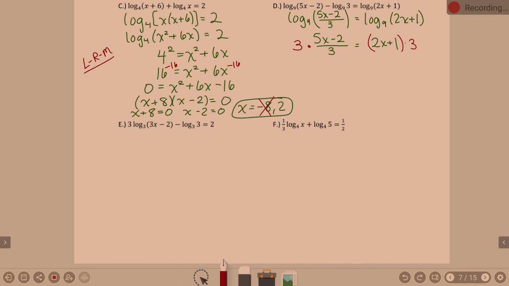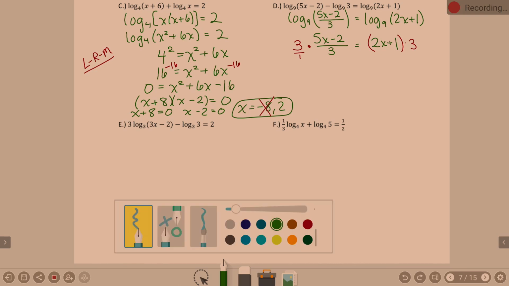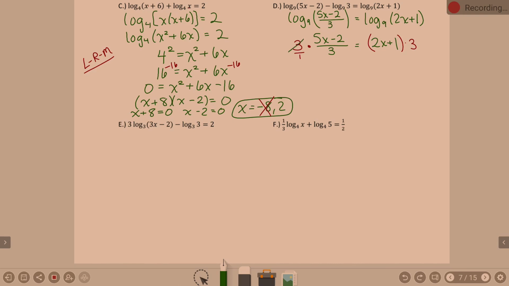On the left, when I multiply by 3, the 3's cancel. You have 5x minus 2. On the right, when I multiply by 3, I need to distribute. So 3 times 2x plus 1 becomes 6x plus 3. And then just combine like terms to get x's on one side, numbers on the other side.